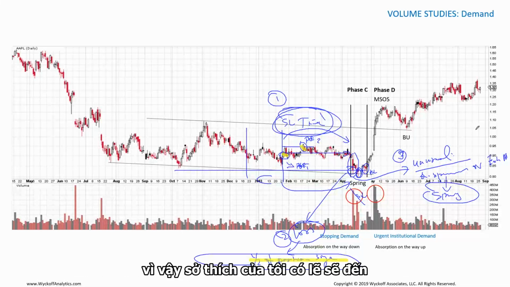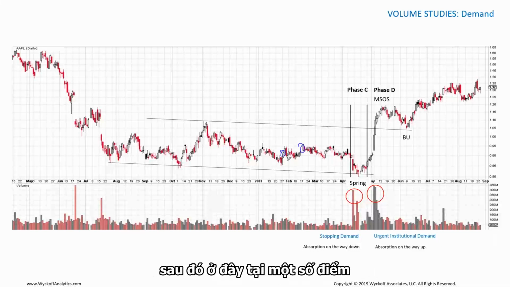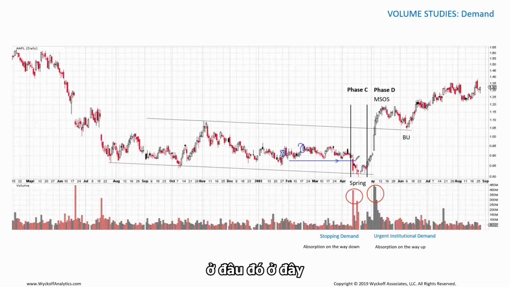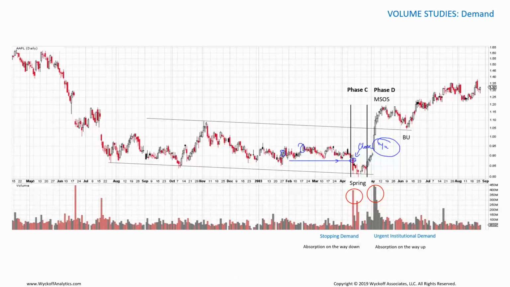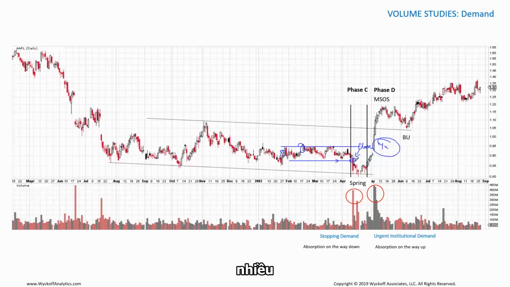So my preference is probably going to be something like this. If I got in, let's say right here and then here, at some point, I'm going to say my stop loss is going to be somewhere here, and partially I'm going to get out of this position. So close, let's say 1/4. And then it still will be exposed, but not as much. And then hopefully I will go through this.